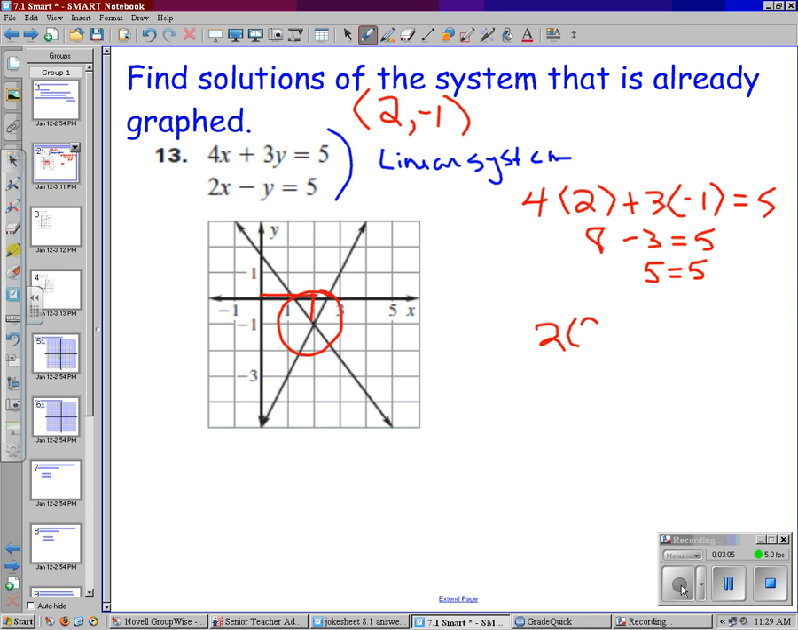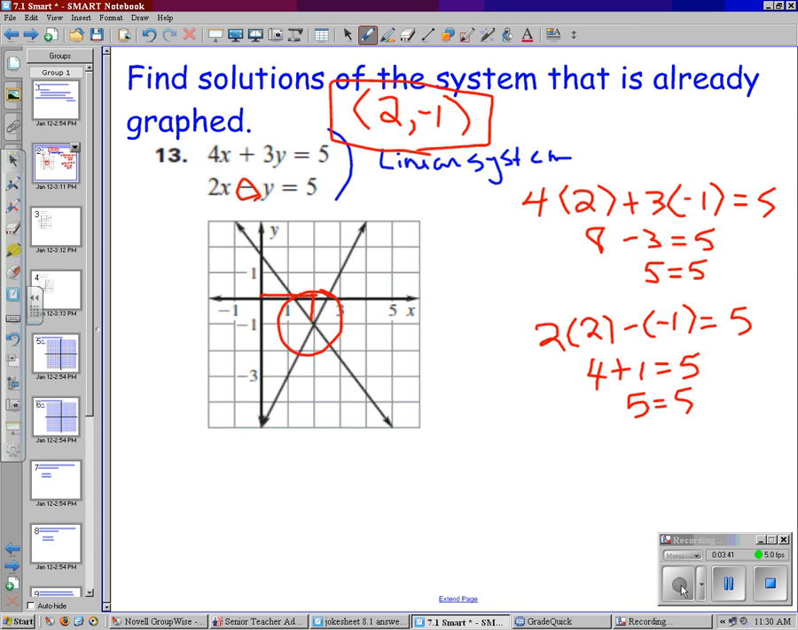Let's check on the second one. 2 times 2 minus a -1. Please be careful when you have a negative sign in front of your variable. You have to apply that to whatever number you're putting in for the variable. Minus and minus becomes a positive. So here we have 2 times 2 is 4. 4 plus 1 is 5. 5 equals 5. Again, a true statement. So then we know that this is the solution to our system. We found it by graphing.